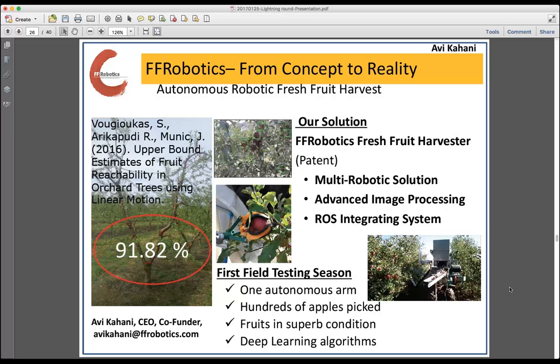The technique we are using to identify the fruit is based on deep learning algorithms, and we are using RGB cameras and time of flight for 3D location of the system. And we are using a PLC to control all the robotic arms, integrated with ROS as the infrastructure of the entire system.